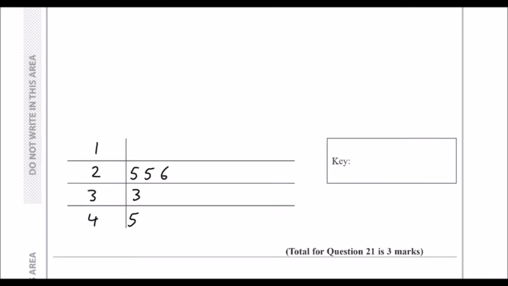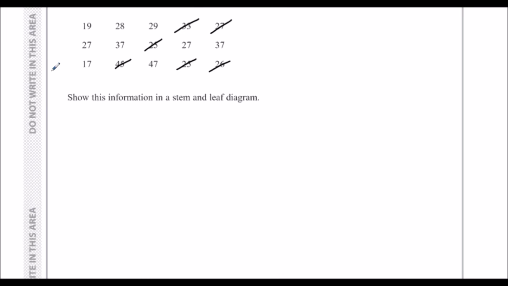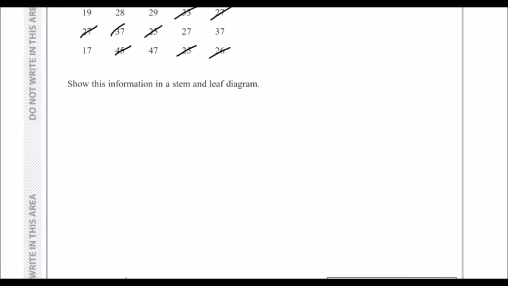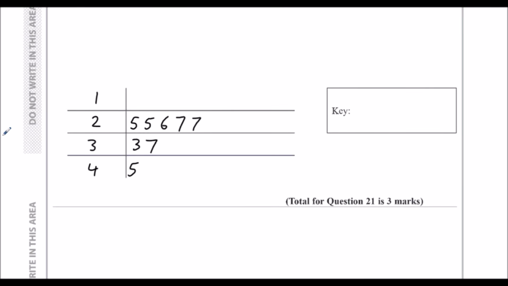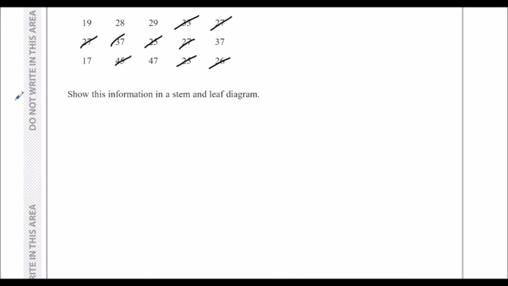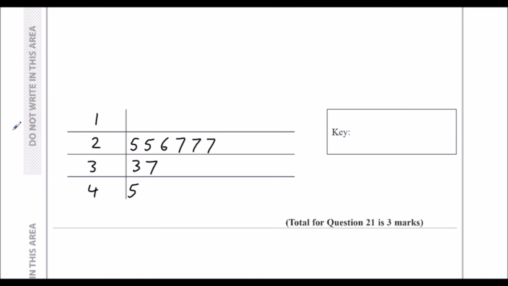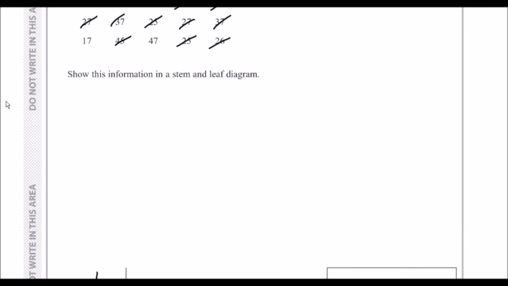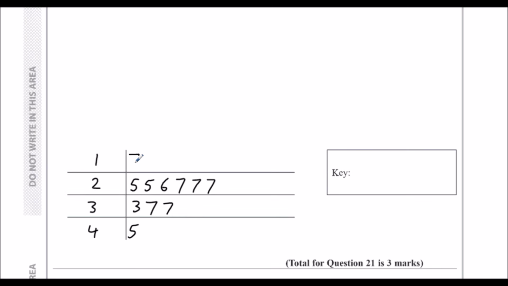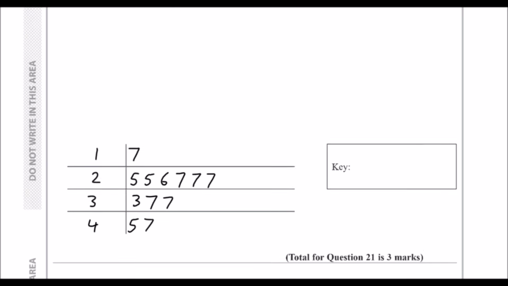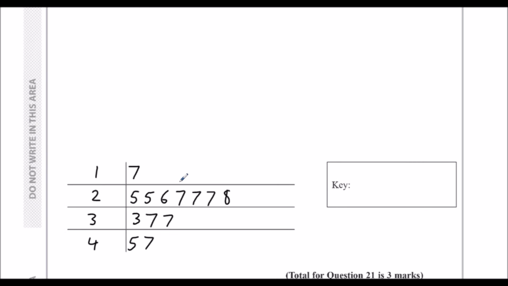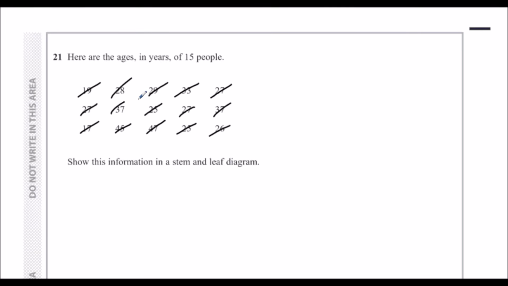We've got 27. 27 again. 37. 27. 37. 17. And 47. Then the 8s, we've just got 28. And the 9s, we've got 19 and 29.